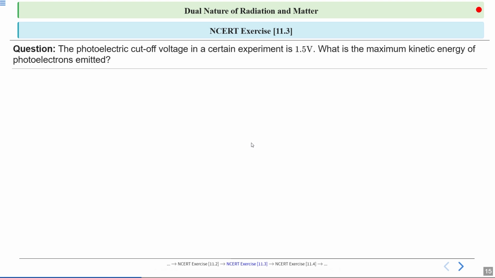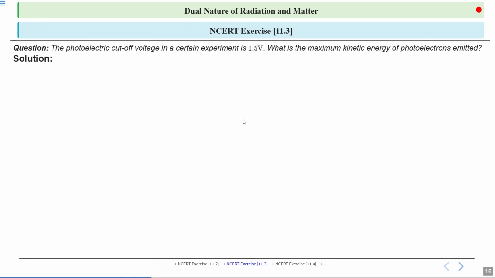The photoelectric cutoff voltage in a certain experiment is 1.5 volt. What is the maximum kinetic energy of photoelectrons emitted? Alright, let's see the solution. So photoelectric cutoff voltage V naught equal to 1.5 volt. This value tells us the stopping potential required to halt the fastest photoelectrons.